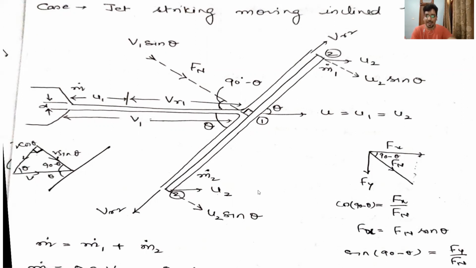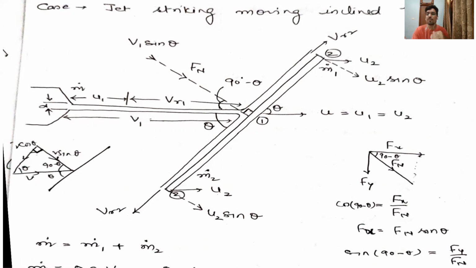So Fn, from this figure you can see that this is a force working in x direction and this is a force working in y direction, and this is the value of the normal force, and if this is theta, then it will be 90 minus theta. So in this triangle, cos(90 minus theta) equals Fx by Fn. So Fx equals Fn sine theta. What will be the value of Fx? The force working in x direction will be Fn sine theta.